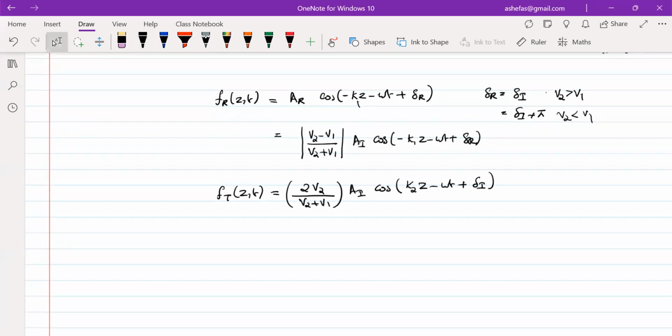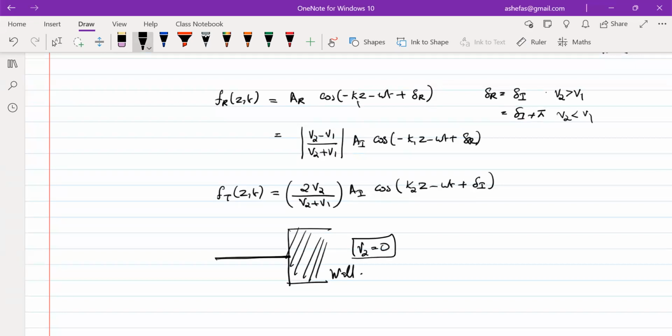Okay, now we can have a special situation. Suppose you have a string and at the boundary we have a big wall. Okay, so we know that it is not possible for the wave to propagate through the wall, so there will not be any transmission. Why is there no transmission here? Because this wall is very heavy and its mass per unit length is very large, so V2 is almost zero. So there is no speed, there is no propagation of the wave in the second medium.